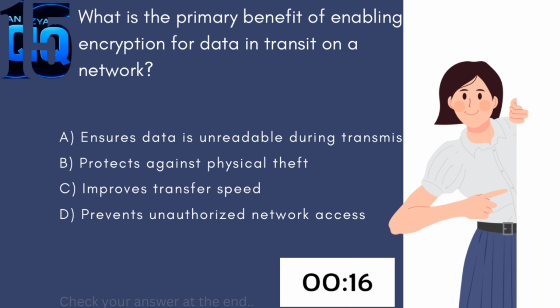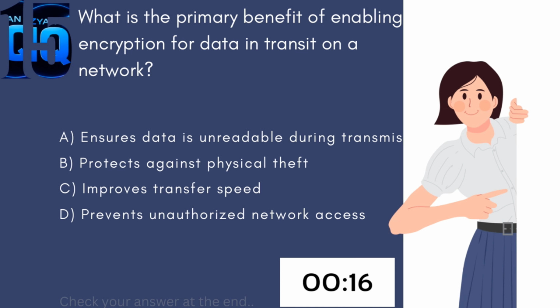The key point here is that encryption specifically focuses on protecting the data as it moves across the network. When we enable encryption, we're making sure that if someone intercepts the data, they can't understand it because it's scrambled or unreadable. This is crucial for maintaining confidentiality and integrity of sensitive information. While protecting against physical theft or preventing unauthorized access are important security measures, they are handled differently, such as through physical security controls or network access controls.